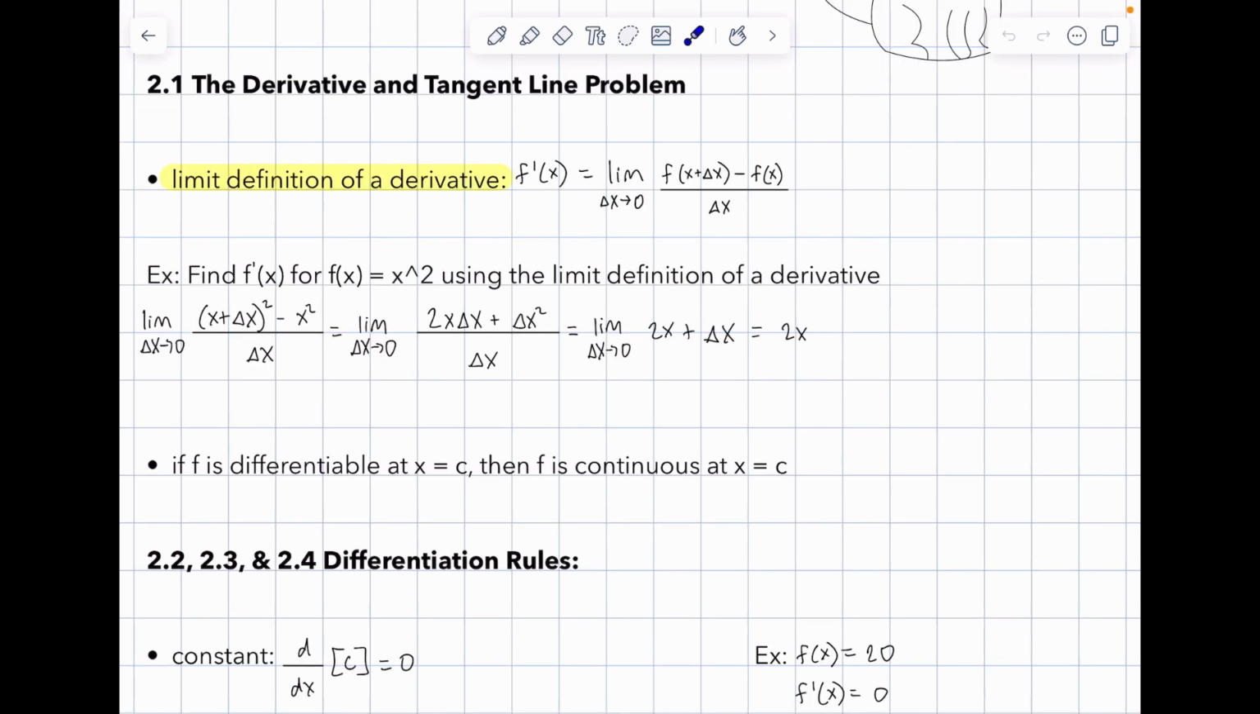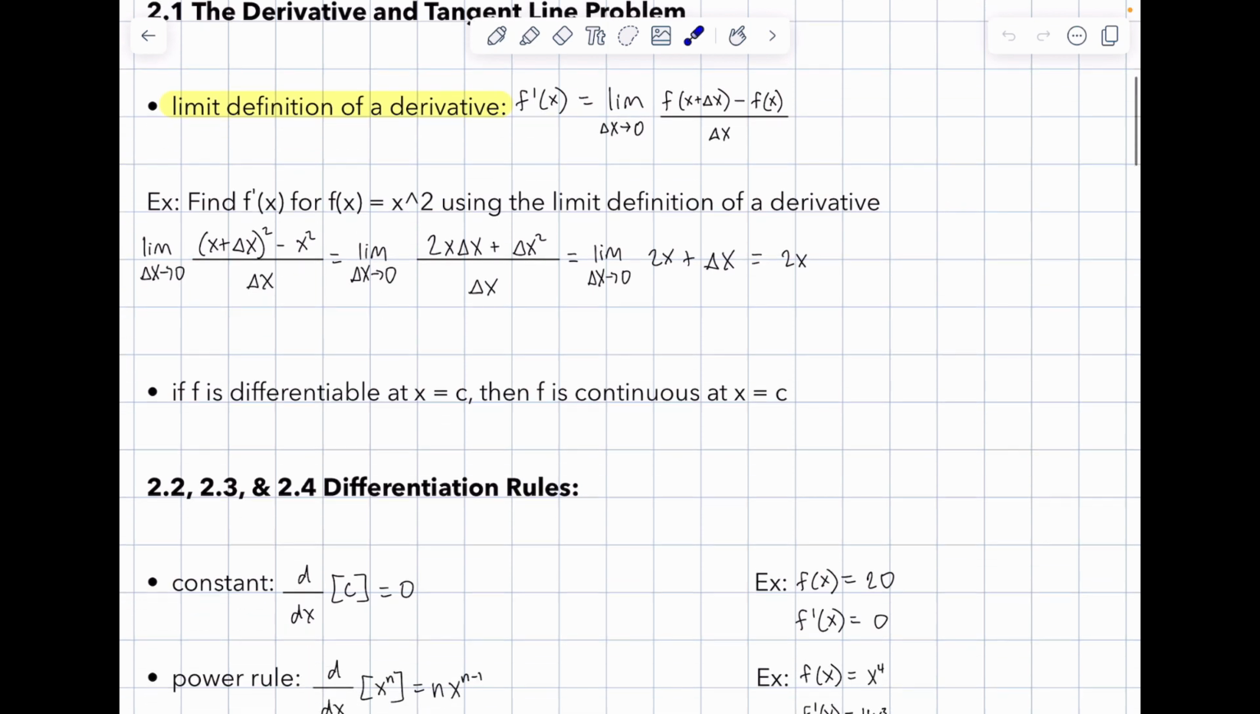We have the derivative and tangent line problem. So the limit definition of a derivative here is f prime of x equals the limit as delta x goes to 0 of f of x plus delta x minus f of x all over delta x. And we can use this in different problems, such as this one here. Find f prime of x for f of x equals x squared using the limit definition of a derivative.